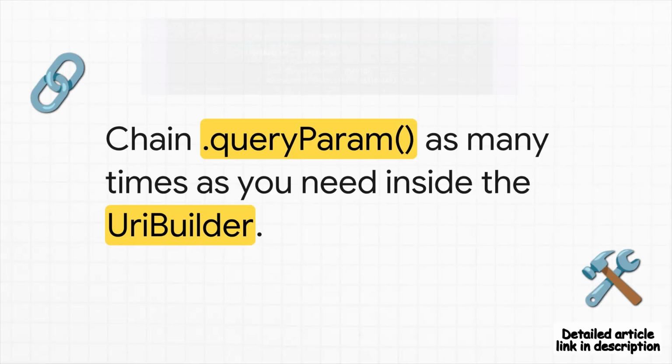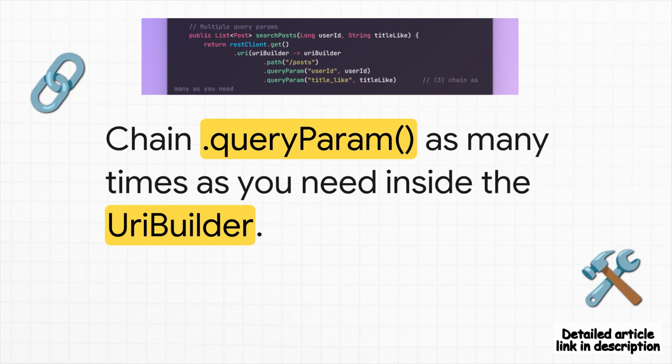In the searchPosts method of our service class, we're taking in a long userId and a String titleLike. If we need multiple query parameters, we simply chain .queryParam as many times as we need right inside that UriBuilder lambda. Literally, it's .queryParam("userId"), directly followed by .queryParam("titleLike"). No messy hand-coded ampersands required on our end.